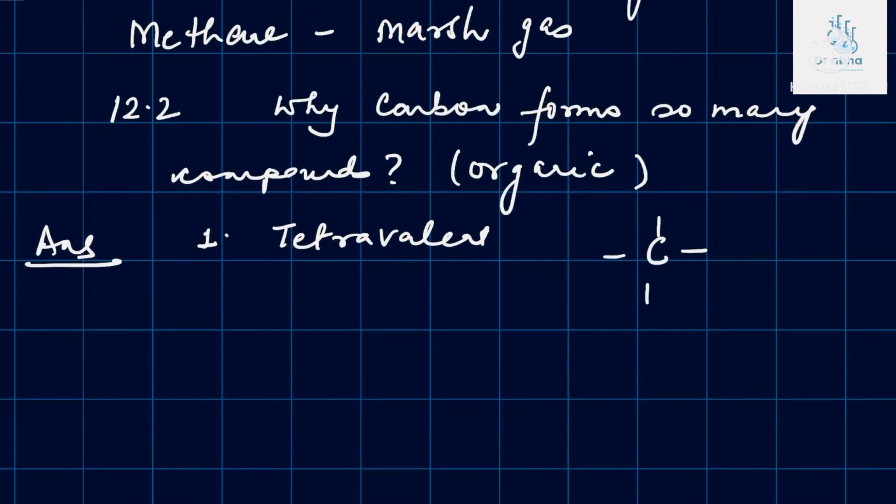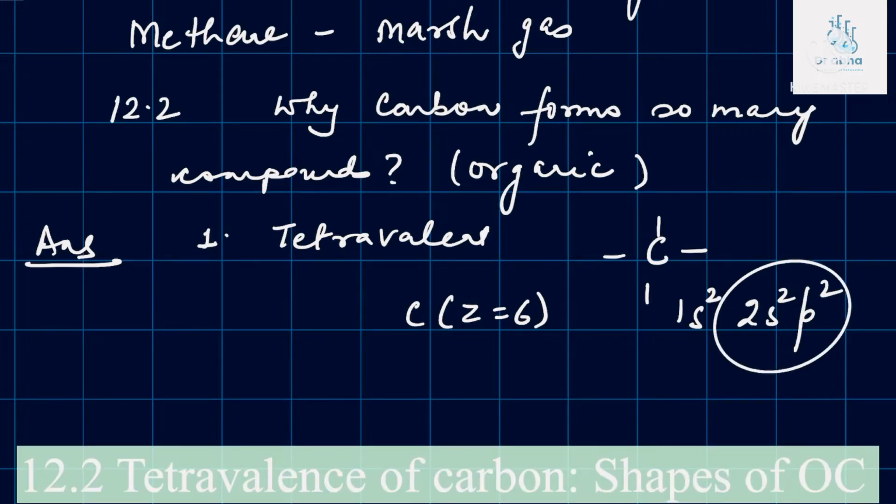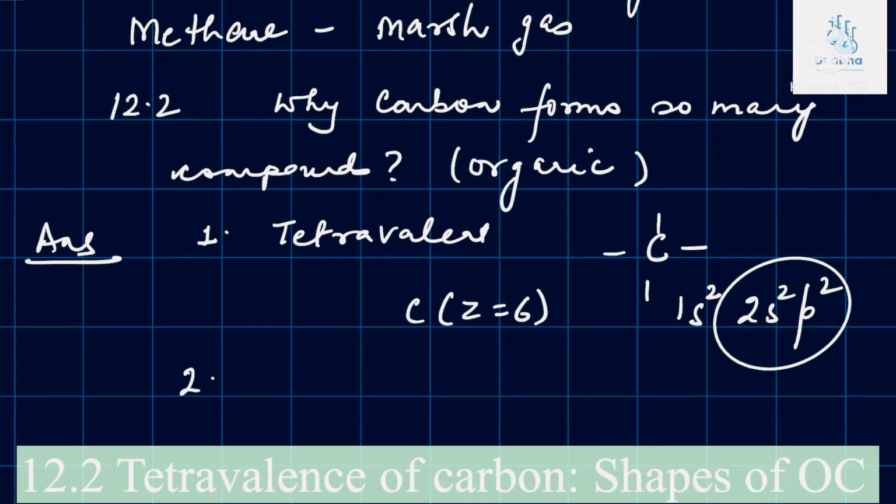I hope you know why carbon has 4 valency. Carbon का electronic configuration क्या होता है? Carbon, the atomic number is 6, so the electronic configuration is 1s2, 2s2, 2p2. So it has 4 valence shell electrons. So it is tetravalent in nature. So the first reason is it is tetravalent in nature.